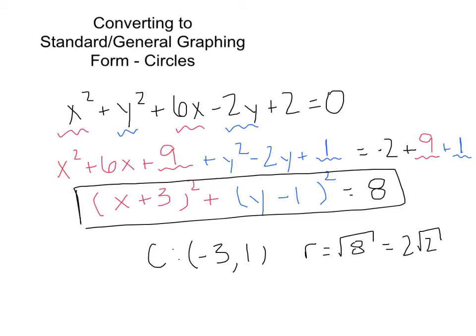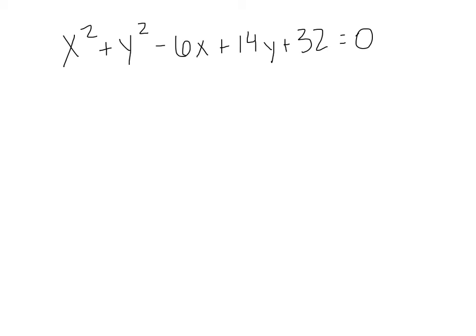So again, the only thing that's different this time is we're completing the square twice. We still use the same complete the square methods. So let's look at another one. I know this is a circle because x and y are both squared and they have the same coefficient in front. So let's organize our equation a little bit better so we can see what needs to be done to complete the square.